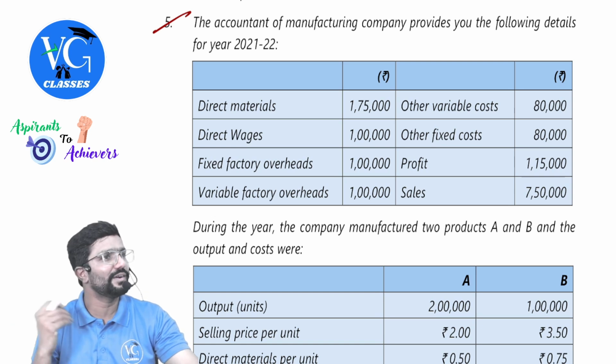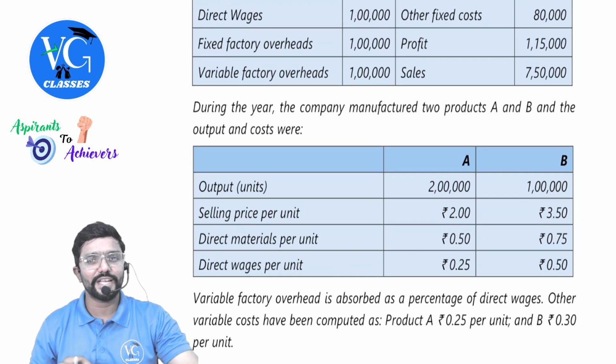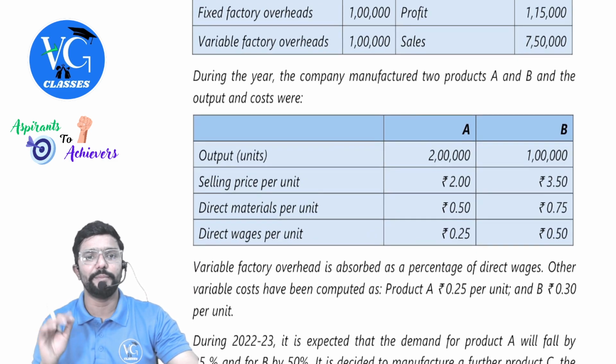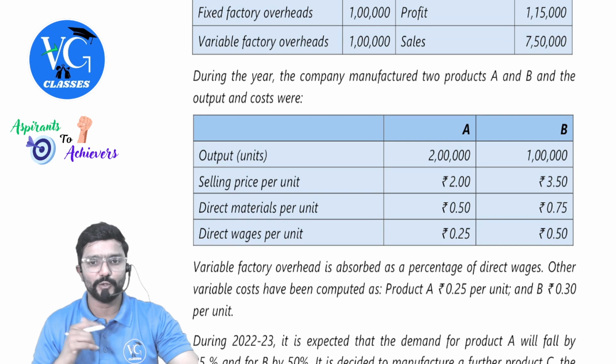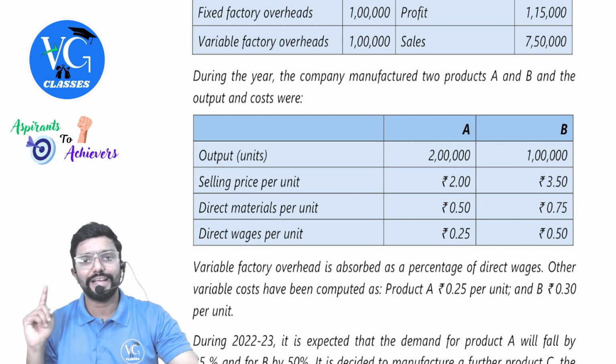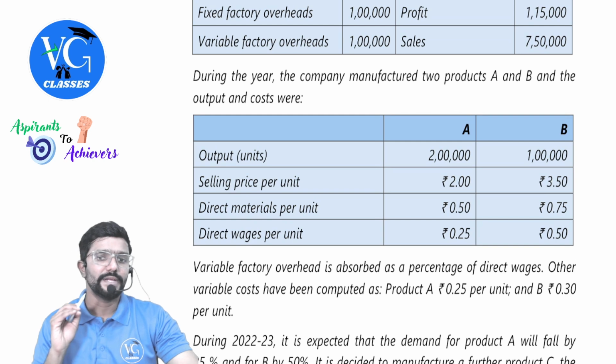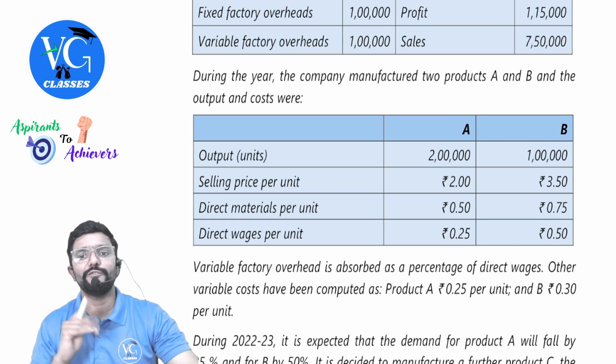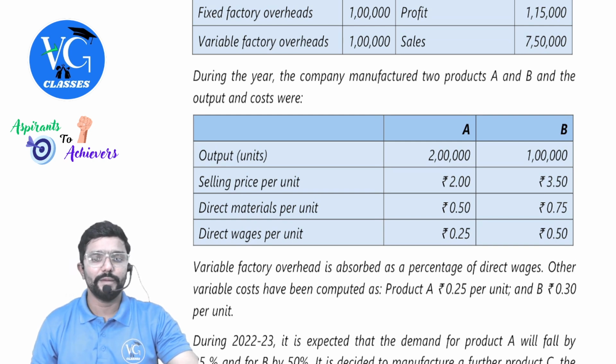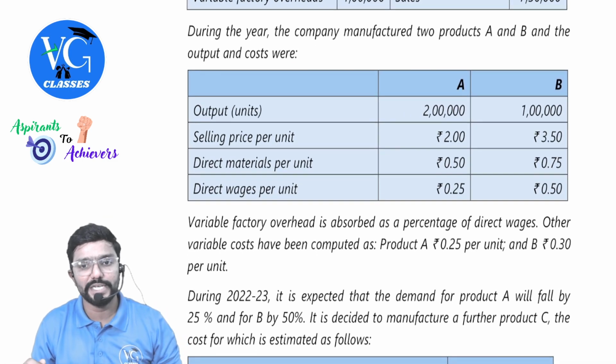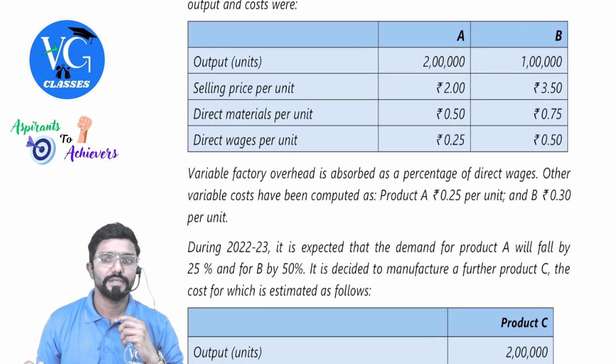Sir, everything is given. Very good. During the year, the company manufactured 2 products, A and B, and the output and cost were as follows. Output A 2 lakh, B 1 lakh. Selling price per unit 2 and 3.5. Direct materials per unit 0.5 and 0.75. Direct wages per unit 0.25 and 0.5. Variable factory overhead is observed as a percentage of direct wages.